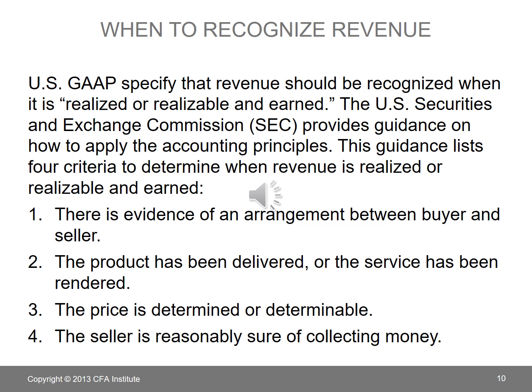And the third criteria is that the price is determined or determinable. For instance, this would preclude a company from recognizing revenue that is based on some contingency. And finally, the last criteria is that the seller is reasonably sure of collecting money. For instance, this would preclude a company from recognizing revenue when the customer is unlikely to pay. Okay?